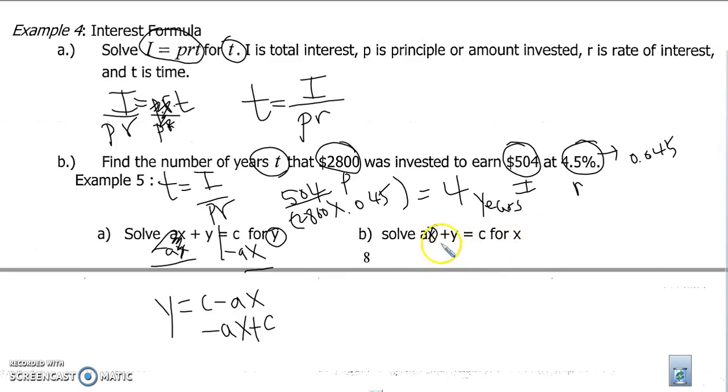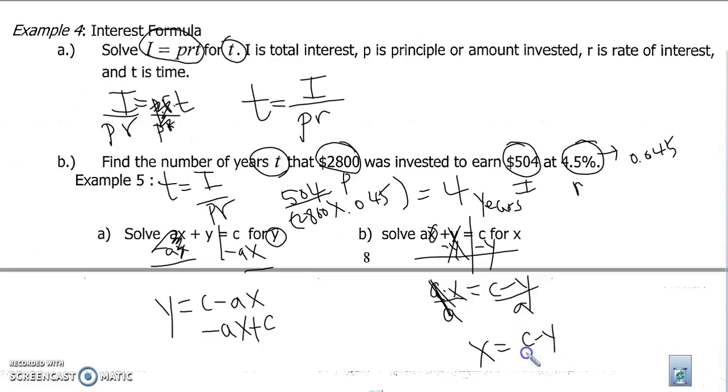So what we're going to do is first move y to the other side. Opposite of plus y will be minus y. So this is going to be ax equals c minus y. And then this means times. So you want to isolate x, so you're going to divide. Inverse of times is divide. So x equals c minus y over a.